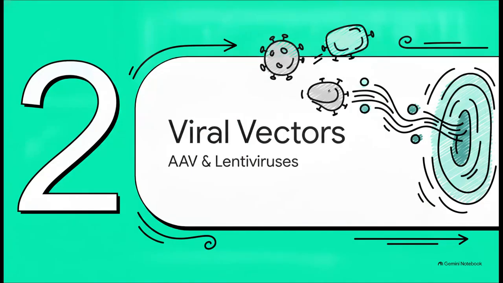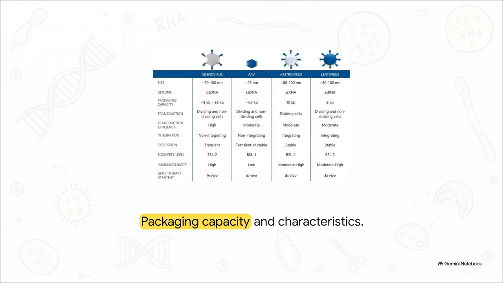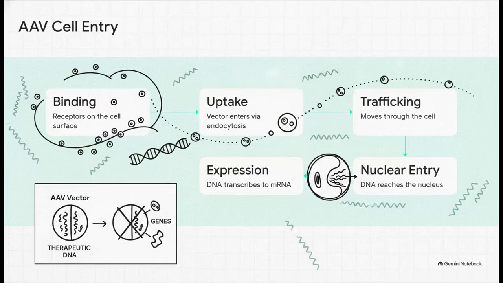Moving right along to Section 2, viral vectors, specifically AAV and lentiviruses. Now, what's really interesting about this slide is the sheer physical limits we're working with. Viruses are nature's perfect delivery vehicles, but they have strict cargo limits. Take adeno-associated virus, or AAV. It's highly favored in the clinic because of its low immunogenicity and high biosafety, but it has this tiny cargo limit of about 4.7 kilobases. Lentivirus, on the other hand, gives you way more room to work with, allowing for up to an 8 kilobase payload.